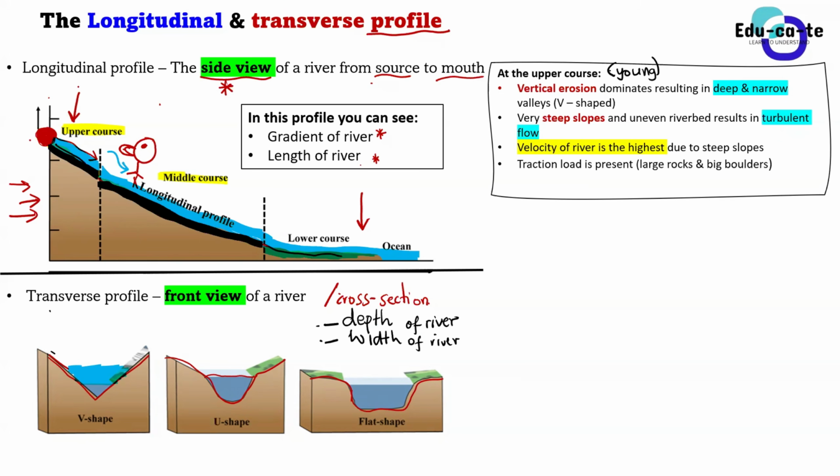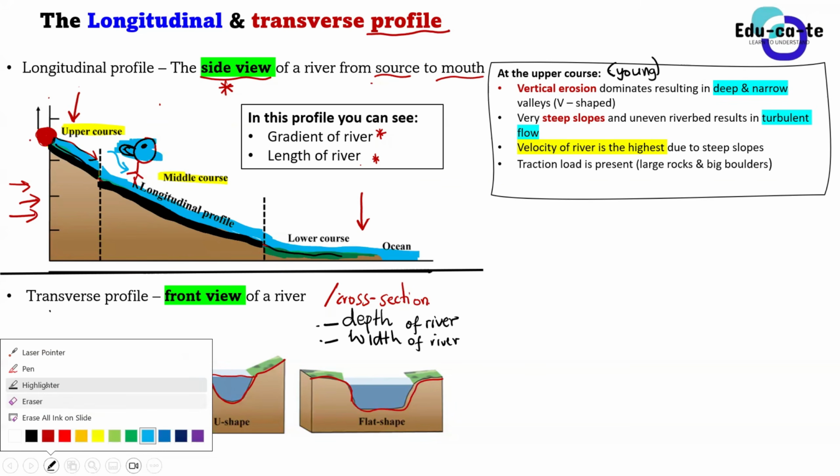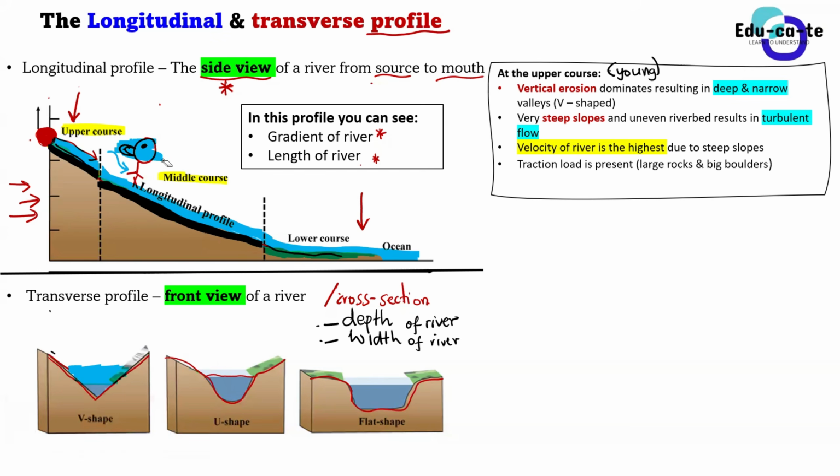So basically, if you are viewing the river from the transverse profile, so if you are inside the river, and you are looking at the river's upper course from the front view, and the water is flowing towards you, what are you going to see? You are going to see V-shaped valleys.